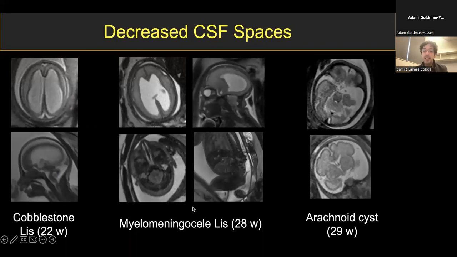The second contestant here is one that you probably all know much better, just because it's more common and has received more attention in the literature, and that's an open spinal dysraphism, a myelomeningocele, with large ventricles and also paucity of the CSF spaces. And that's very important in the sense that there's a very mechanistic explanation for that.